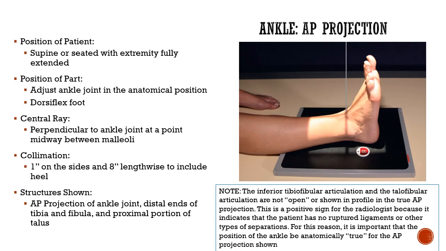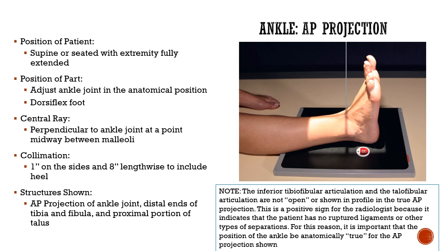On the AP projection, the patient is supine or seated with the extremity fully extended. We're going to adjust the ankle joint in the anatomic position, and we're going to dorsiflex the foot. We're going to adjust the central ray to be perpendicular to a point midway between the malleoli. We're going to have 1 inch of collimation on the sides and 8 inches lengthwise to include the heel. So we want to see an AP projection of the ankle joint, the distal ends of the tibia and fibula, and the proximal portion of the talus.